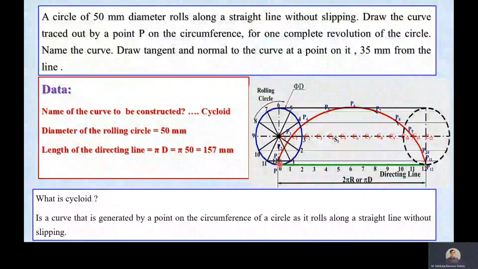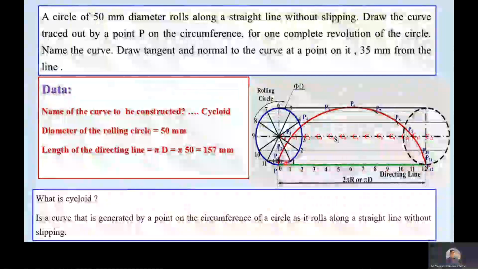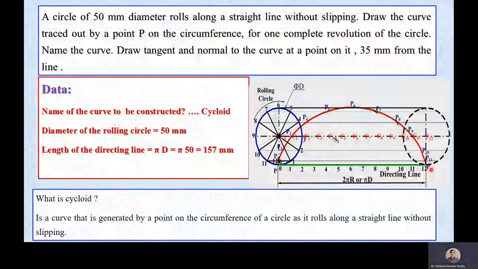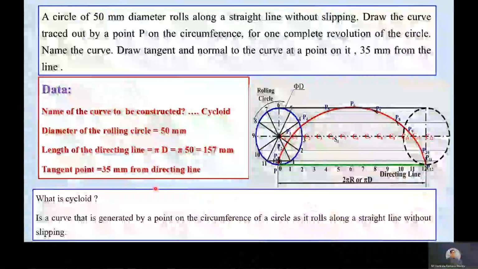The circle rolls along a straight line. This line is called the directing line and the circle is called the rolling circle. Then, consider point P on the circumference of the rolling circle for one complete revolution. The path of this point for one complete revolution of the rolling circle on this straight line is this shape. The shape is nothing but the cycloidal curve. The cycloidal curve is to be constructed right now. In addition to the cycloidal curve, we will draw the normal and tangent to the curve. That normal and tangent point is at a distance of 35 mm from the directing line.